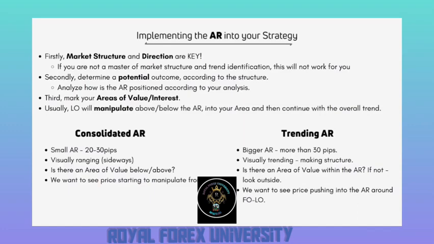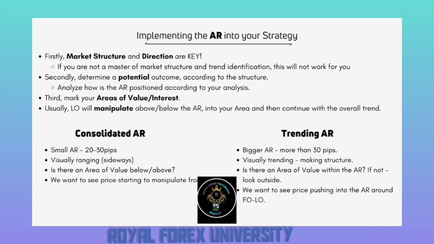So there are 2 types of Asian ranges that I have identified. The first one is a consolidated Asian range. This is a small Asian range, usually between 20 and 30 pips. This is mainly on EU, right? GU could be a little bit bigger. Aussie dollar could be also the same, around 20 to 30 pips. And it's very important to identify that it's visually ranging, right? It's sideways. It does not make higher highs and lower lows. This is a consolidated AR, so it creates a range, which is pretty much a higher probability Asian range than the trending one, which we're gonna look at in a bit.